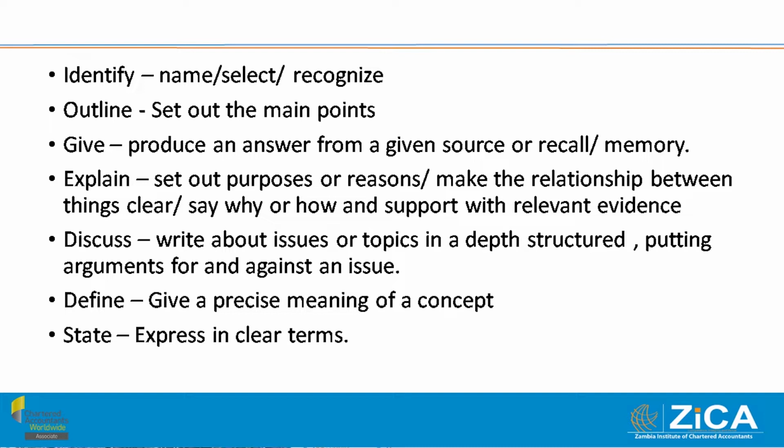For example, what is to identify? When a question says identify, what are you expected to do? You are expected to name or select or recognize a particular aspect. When you are told to outline, what are you expected to do? You are expected to set out the main points, just bring out the main points that are required. When you are told to explain, what are you supposed to do? Basically, explaining has to do with making the relationship between things very clear. Why? Give reasons how and support with relevant evidence.